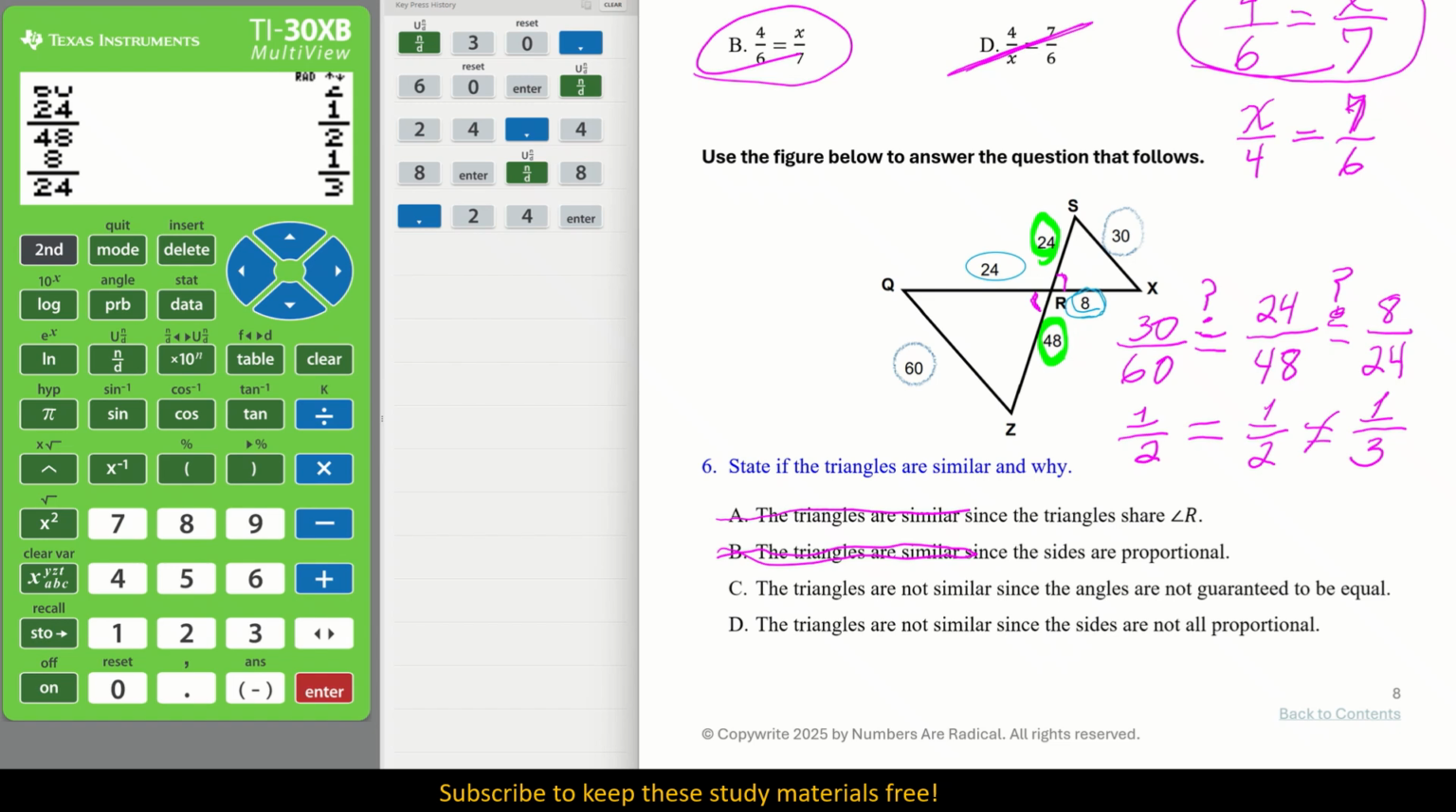The triangles are not similar since the sides are not all proportional. That is guaranteed truth. So D is what I would select. I would not select C. The reason I wouldn't select C is because there's no information given about them. And just because of the way we looked at it and solved it, we were given all the sides, that makes more sense. All right. This is the last question in this video.